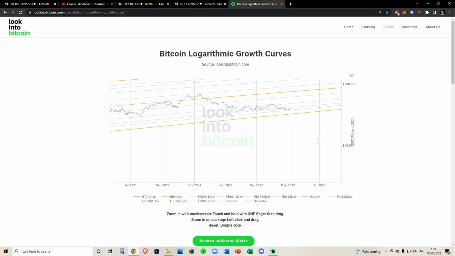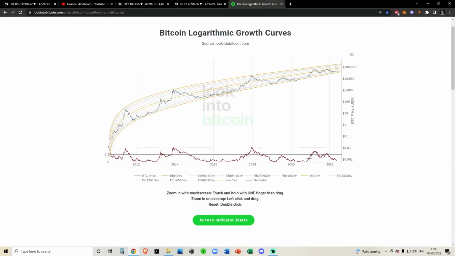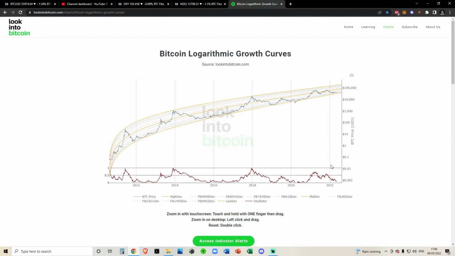At least my trading plan is to DCA every time we move down a Fibonacci band, and I did DCA into the market when we came down into the 36,000, and like I said, I will be DCAing into the market when we come down to one deviation oversold. So that is an update on the Bitcoin logarithmic growth curves.